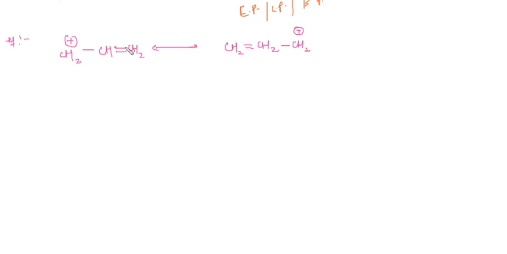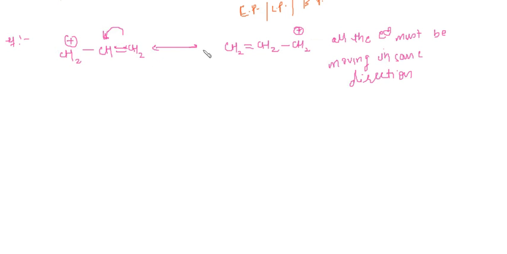how will we draw the resonating structure? When we move an electron in one direction, then all the electrons must move in the same direction. This is the rule for drawing resonating structures. So when we start moving the electrons to the left side, then all the electrons should move to the left side.